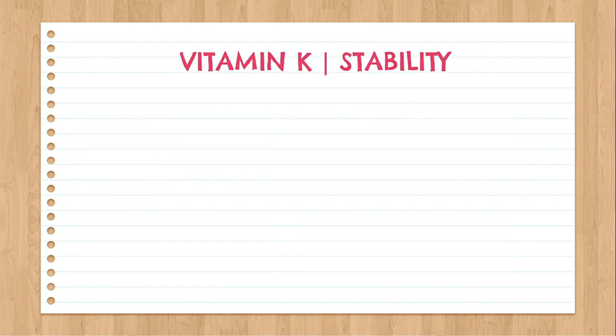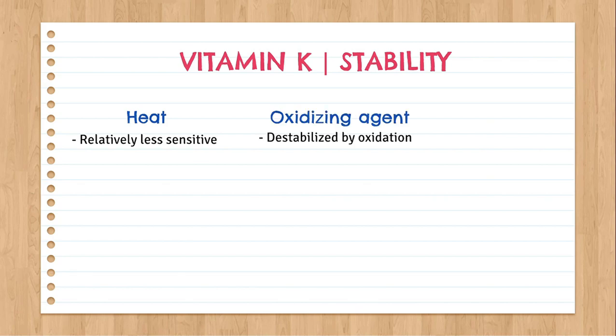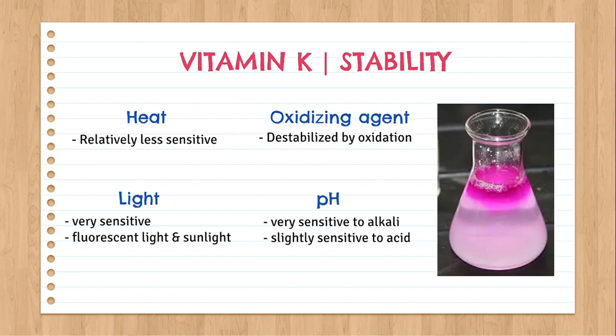Let's look at the stability of vitamin K. Vitamin K is relatively less sensitive compared to other vitamins. However, vitamin K can be destabilized by oxidation. Vitamin K is very sensitive to light. Sunlight leads to higher loss of vitamin K compared to fluorescent light. Moreover, vitamin K is very sensitive to alkali, but is only slightly sensitive to acid.